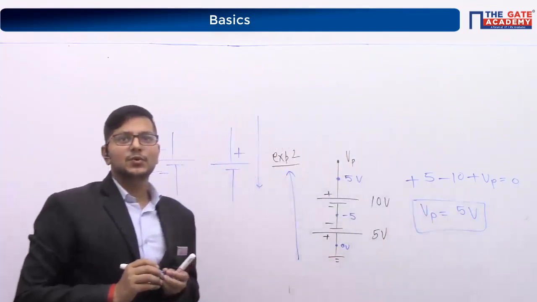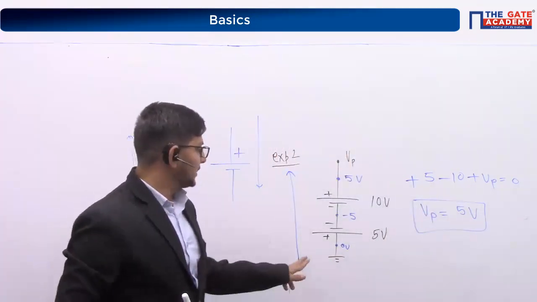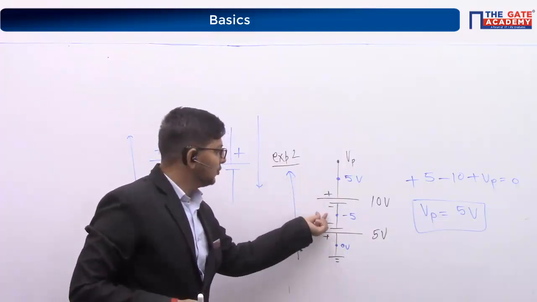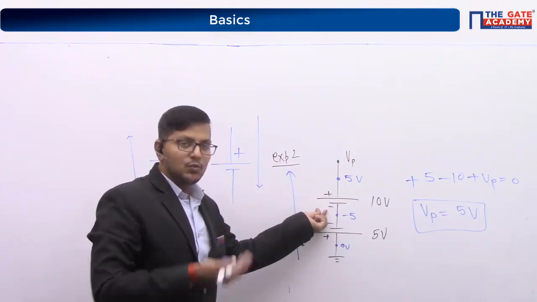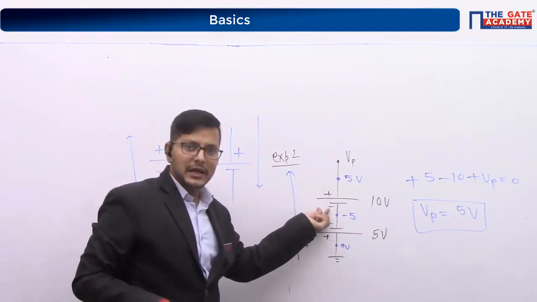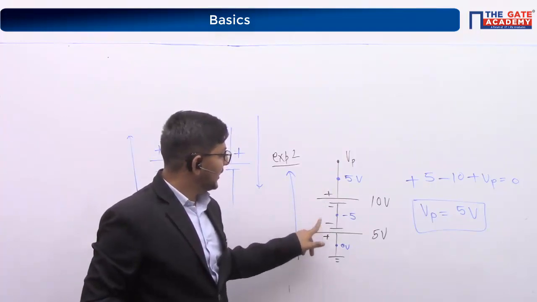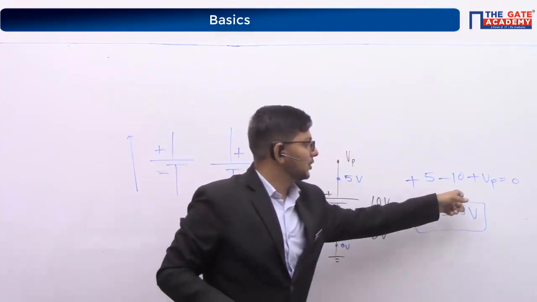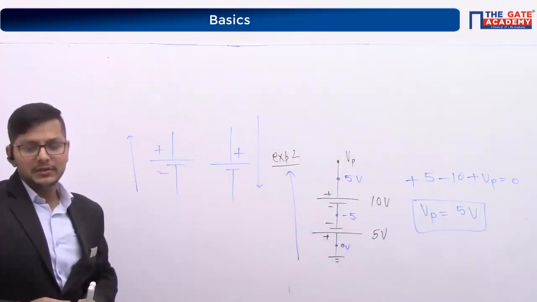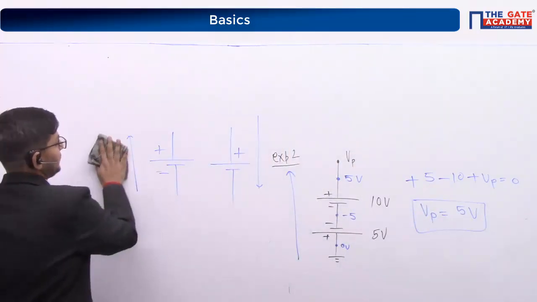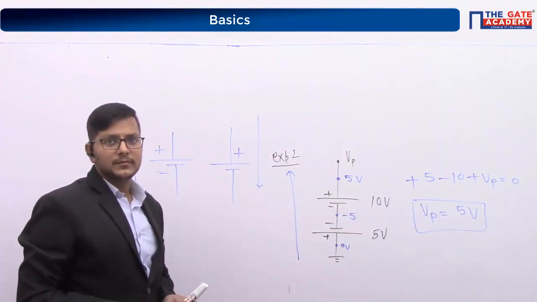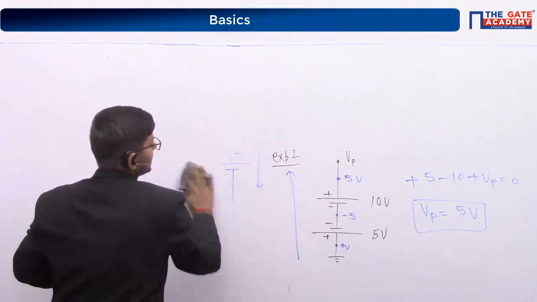If you want to find the voltage at any point, just apply the KVL from here to here. If you enter from the positive terminal, take it as a positive sign. If you move from negative to positive, then take it with the negative sign. So minus plus 5 minus 10 plus Vp equal to 0. So what will be the Vp? It will be equal to 5. Clear? Now I am going to change the question. Just solve it, everyone. Did all of you understand? Clear?